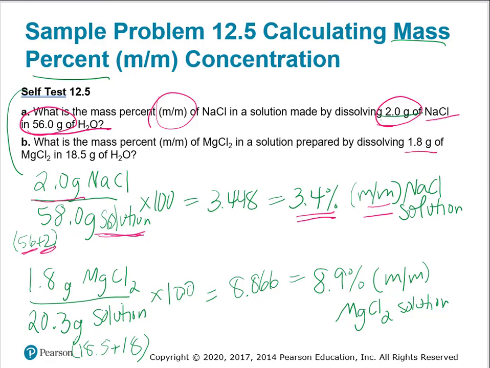And the next one was 1.8 grams of magnesium chloride in 18.5 grams of water. So I added 18.5 plus the 1.8 to get 20.3 grams of the solution. Part divided by whole times 100, and with 2 sig figs, 8.9% mass for the magnesium chloride solution.